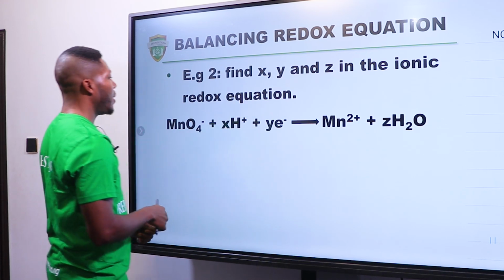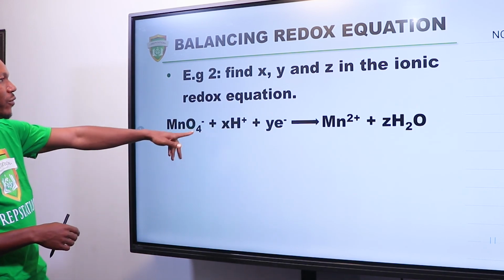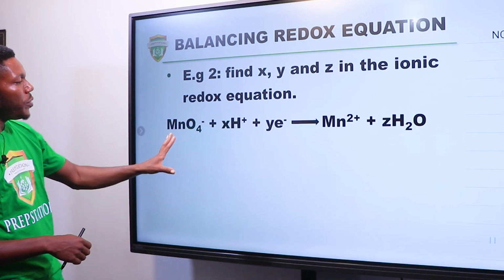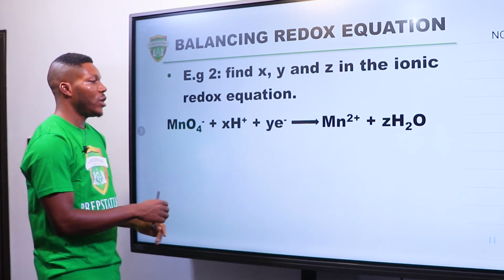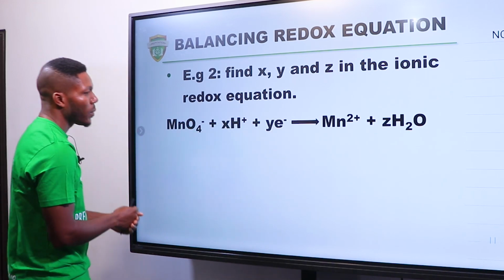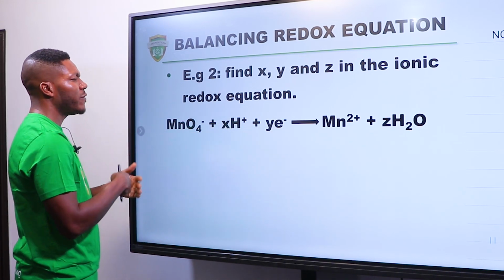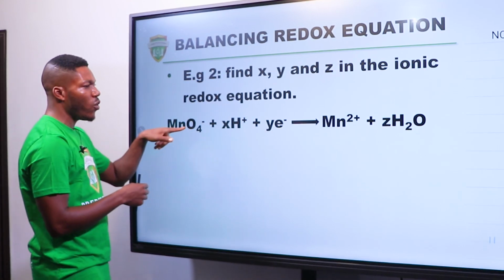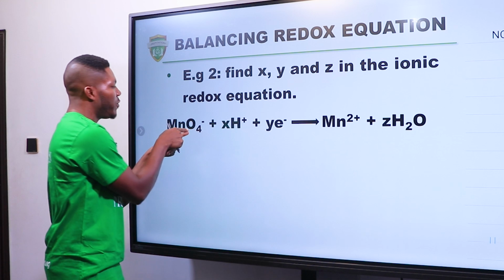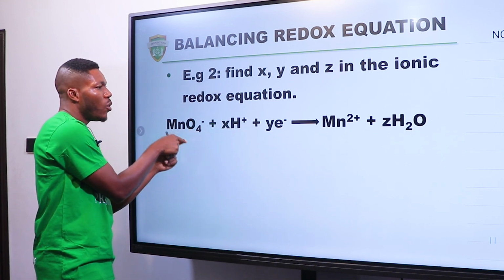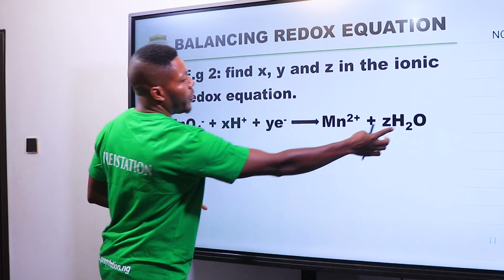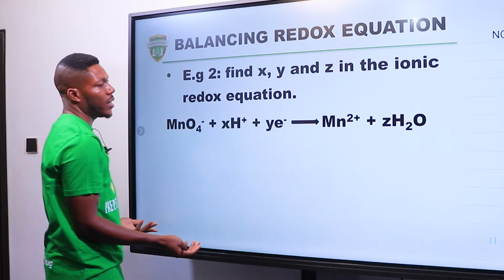Okay, then the next example is, what is the value of X, Y, and Z in this reaction? Take note, this is your OBJ pattern of question. So you want to know this. How do you know it? Look at the question critically and try how you can fix this. Now, at the first point, you balance oxygen with water. So if oxygen is 4 in the reactant, how many moles of water can you add to give us oxygen? That is 4. So your Z will be 4 automatically.